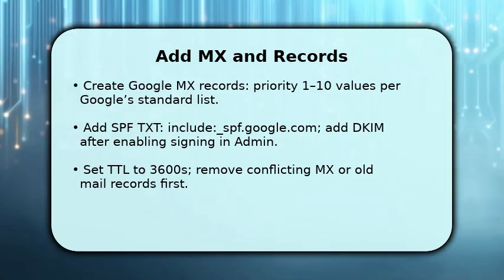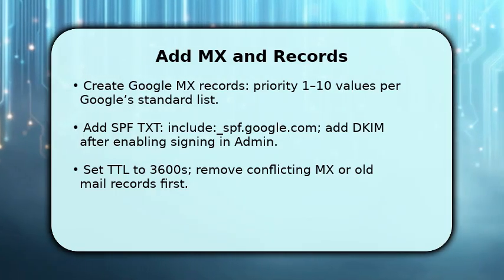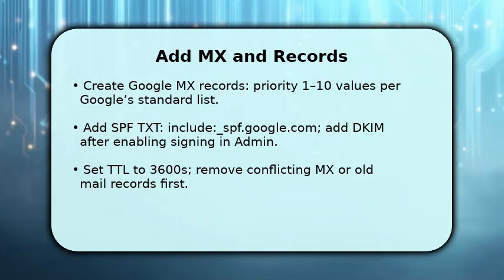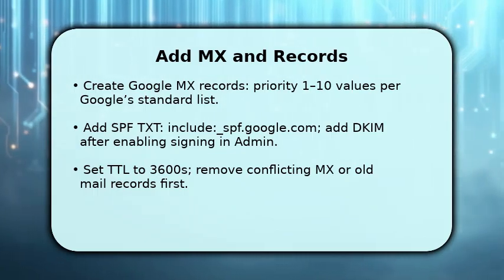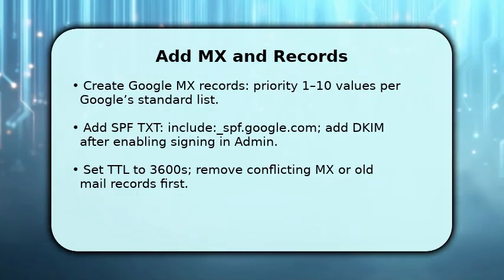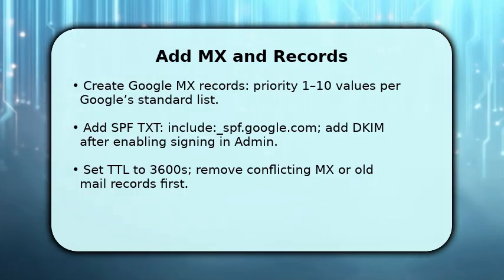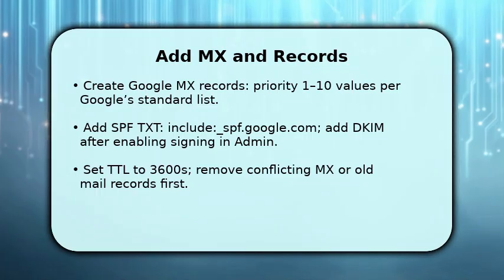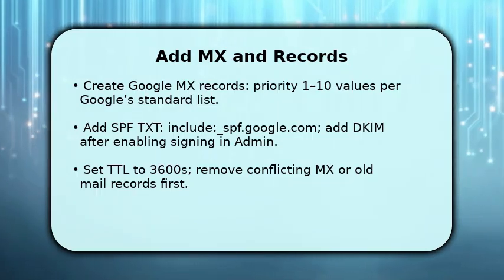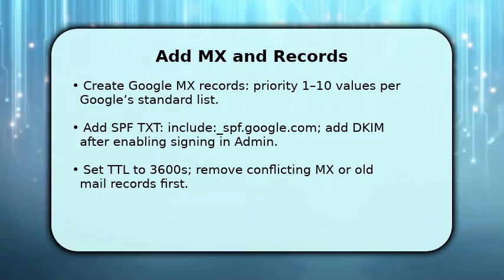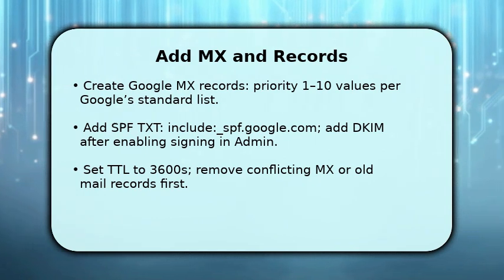Add an SPF TXT record that includes spf.google.com to reduce spoofing and spam. Once you enable DKIM signing in Google Admin, publish the provided CNAME record. Finally, set TTL to a moderate value, like 3,600 seconds, so changes propagate predictably.